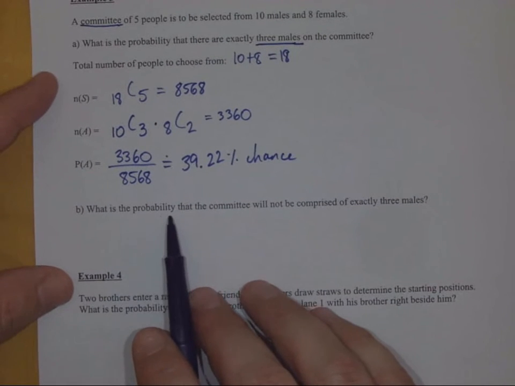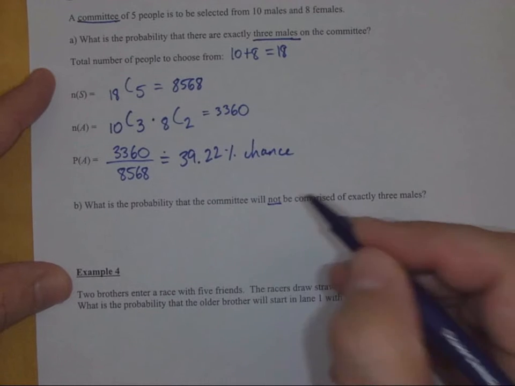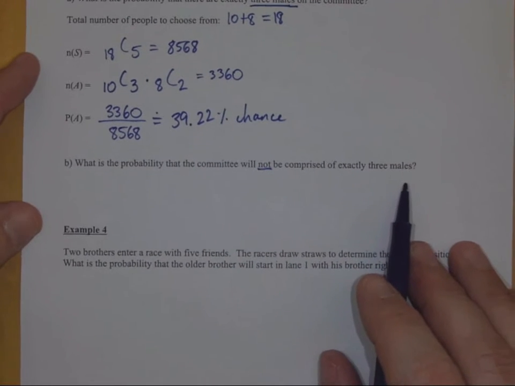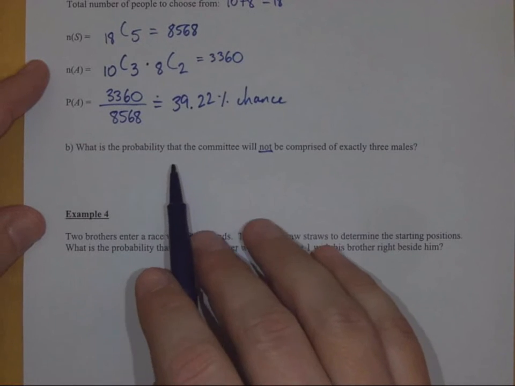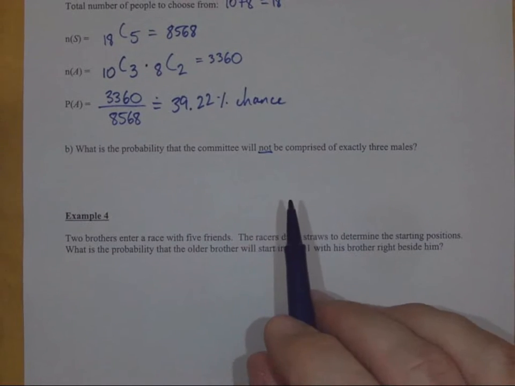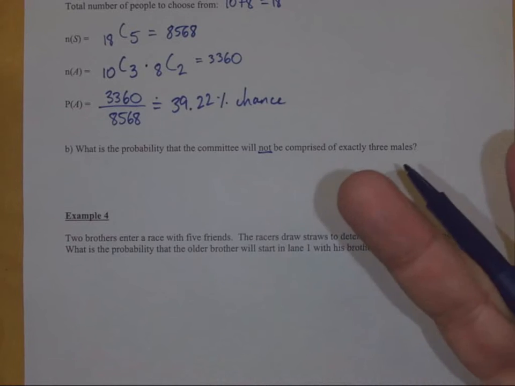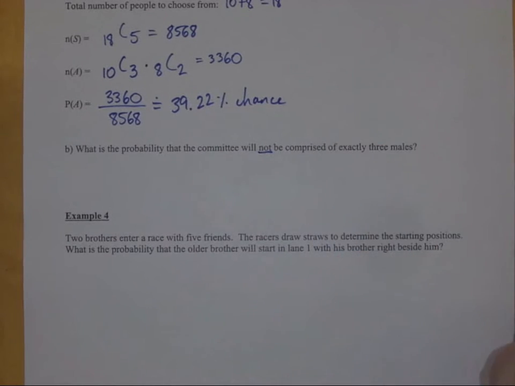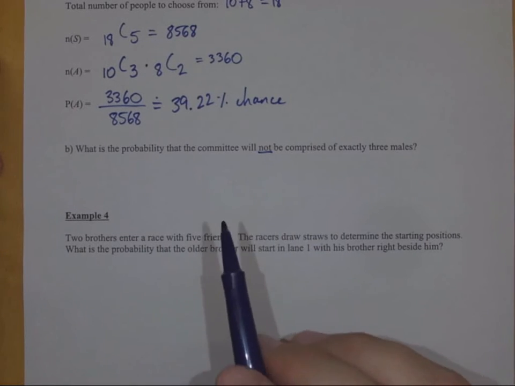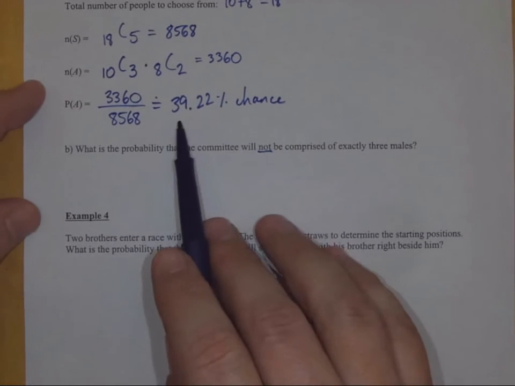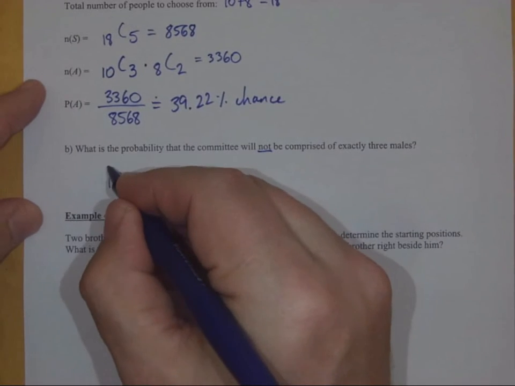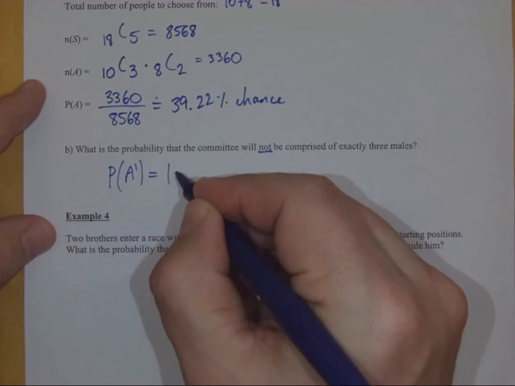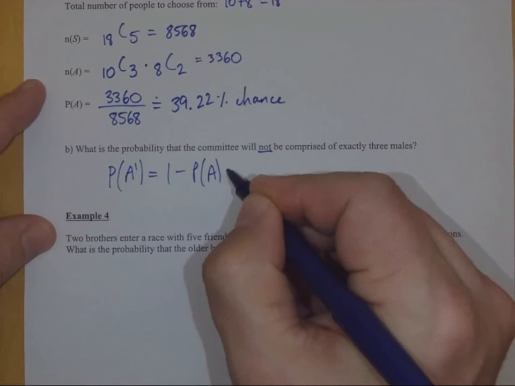What is the probability that the committee will not be comprised of exactly 3 males? Now you're probably wondering, what does that mean? It means that you cannot have 3 males total on the committee. You could have 2, you could have 1, you could have none. You could also have 4 males on the committee. So if the only thing that you're not allowed to have here is this, then we can find the probability of A complement very easily by saying it's 1 minus the probability of A.